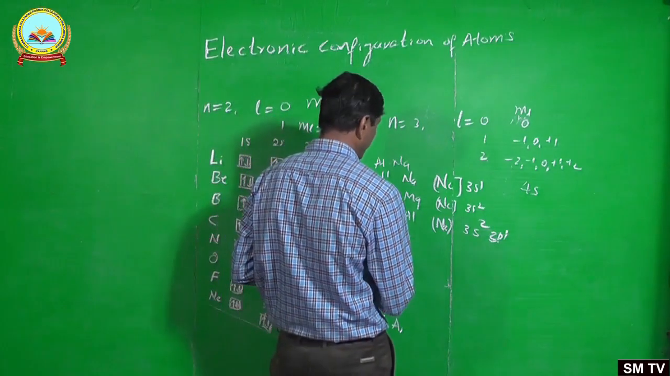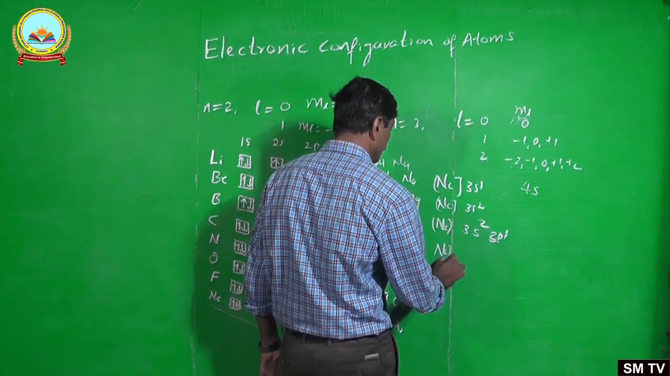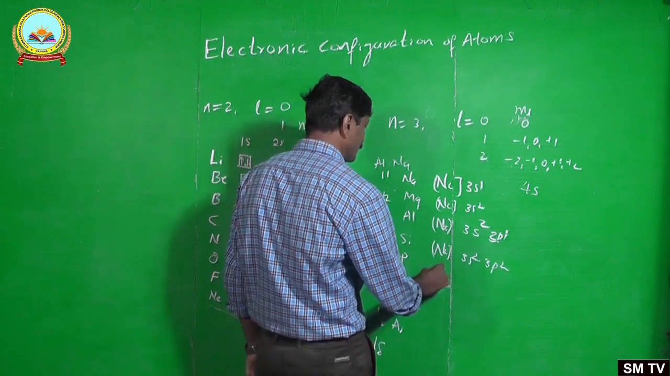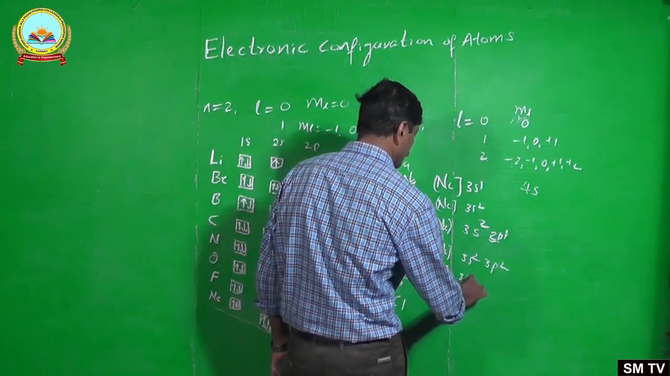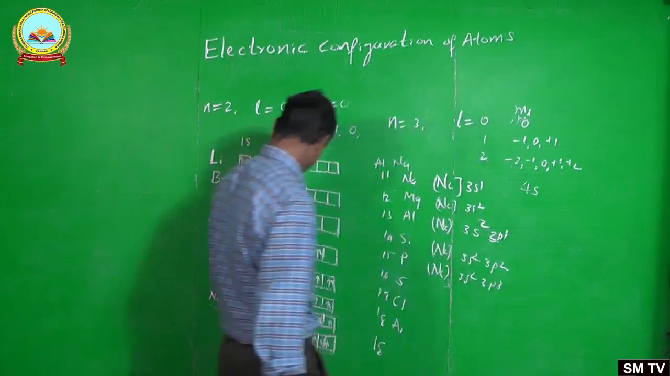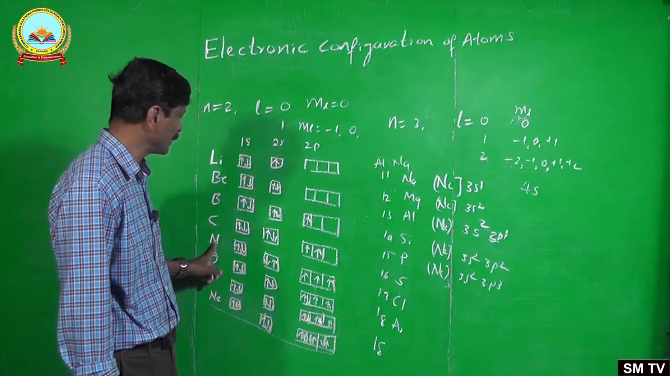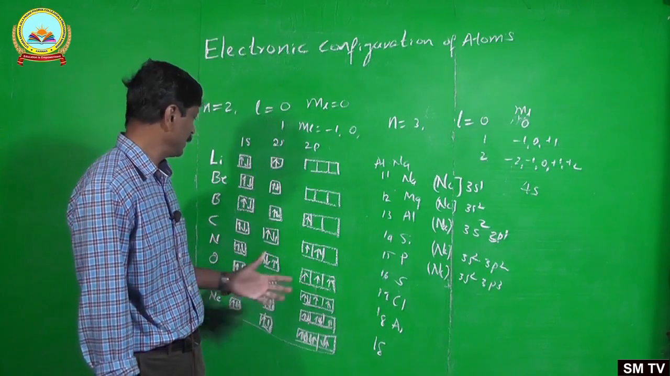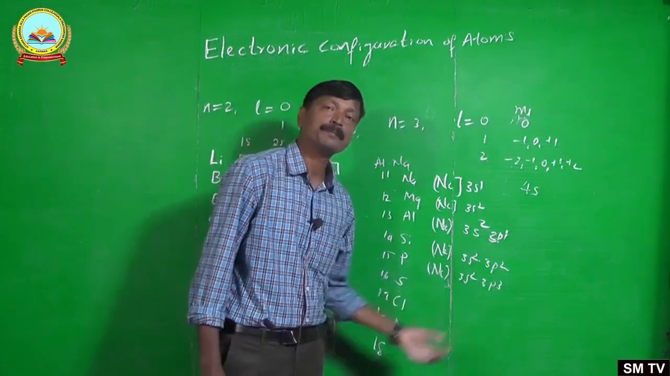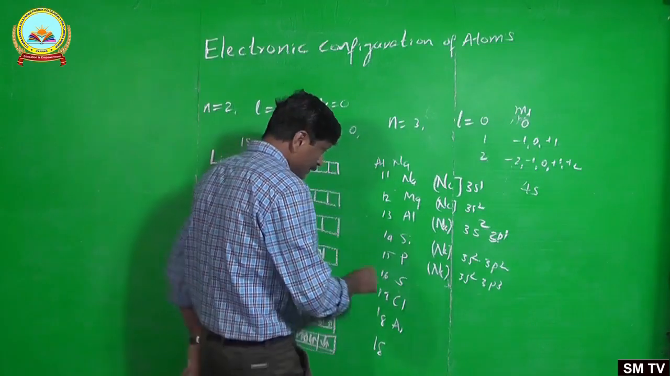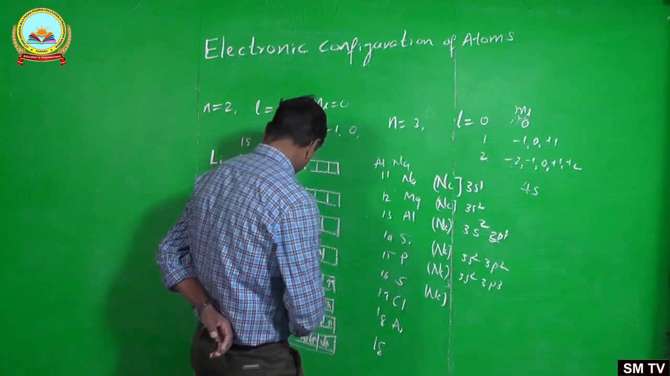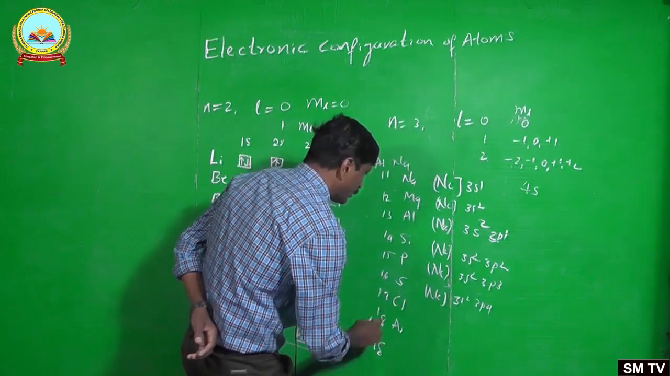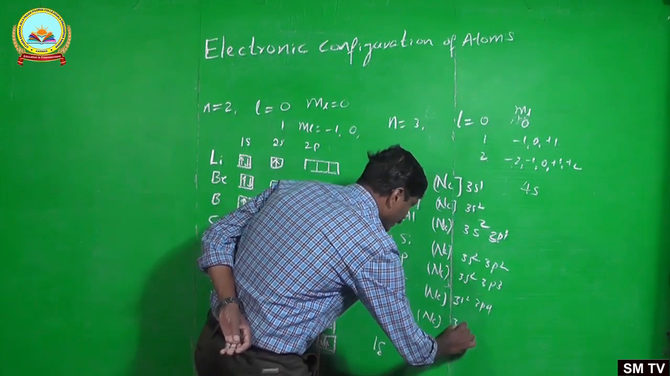And silicon, it's a carbon family. Here neon configuration and 3s2, 3p2. And phosphorus, neon configuration and 3s2, 3p3. Look, nitrogen and phosphorus are the same in the valence shell. How many electrons are there? It also has 2 plus 3. Sulfur's valence shell is what? Similar to oxygen. Here neon configuration and 3s2, 3p4. And chlorine, neon configuration and 3s2, 3p5.